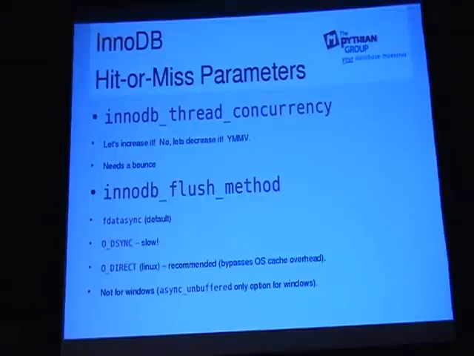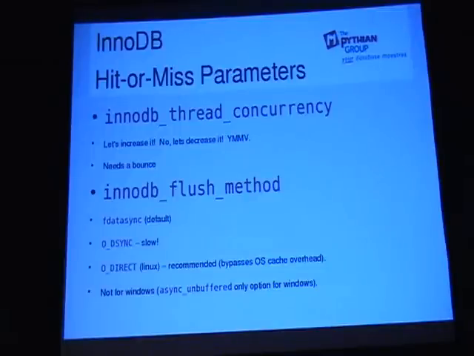The other one is InnoDB flush method. If you are running Linux, O_DIRECT is the recommended one. It bypasses the OS cache. What O_DIRECT basically does is when InnoDB opens its files, it tells the OS or the kernel to not cache that data ever, because obviously it's being cached inside of InnoDB. You don't want it cached outside as well.